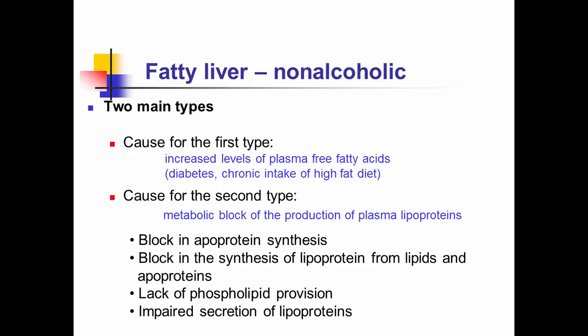And the second problem is the metabolic block of the production of plasma lipoproteins, right? Because lipoprotein is very important for packaging VLDL, for VLDL formation. In other words, if VLDL cannot be formed, that can also cause a problem, right? The triglyceride cannot be transported out of the liver. So it's another problem causing the fatty liver disease.